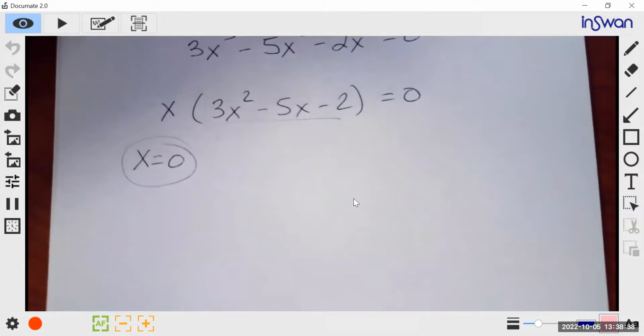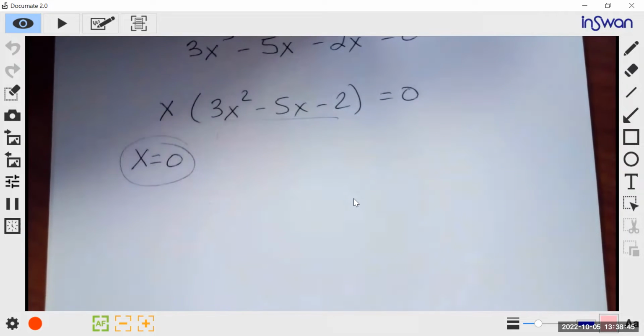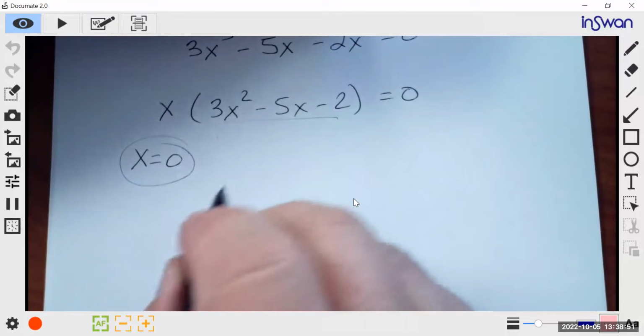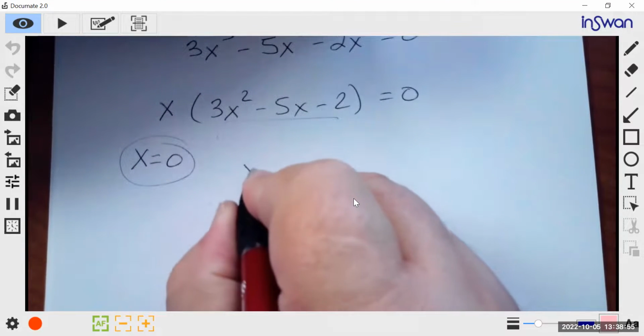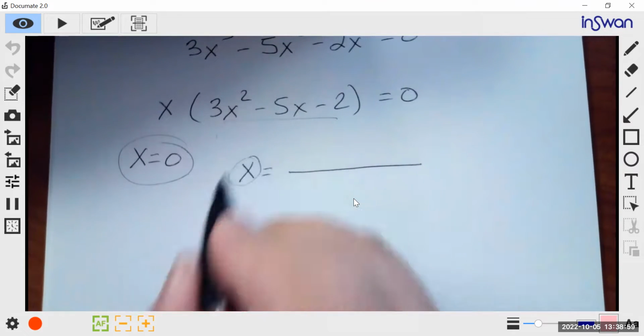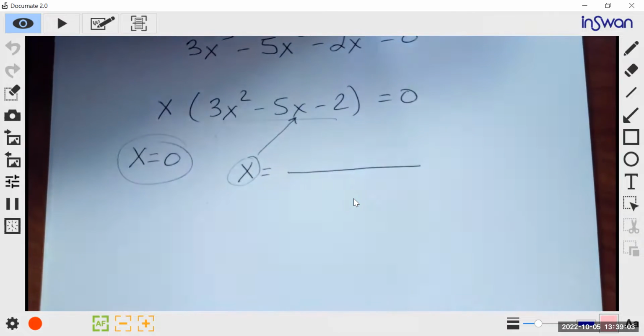Didn't we learn three methods the other day? Factoring, complete the square, or quadratic formula. Want to use one of those methods? Let's use the quadratic formula. This is also important for the next question I show you. The quadratic formula is equal to x, right? In other words, you always solve for the middle variable.